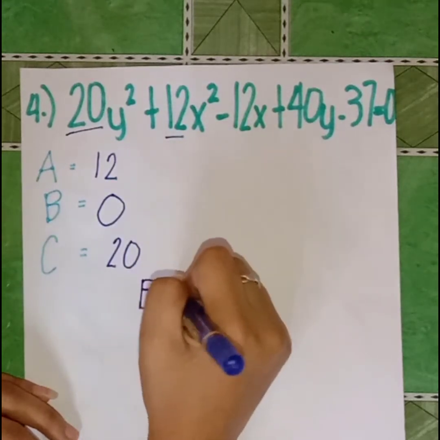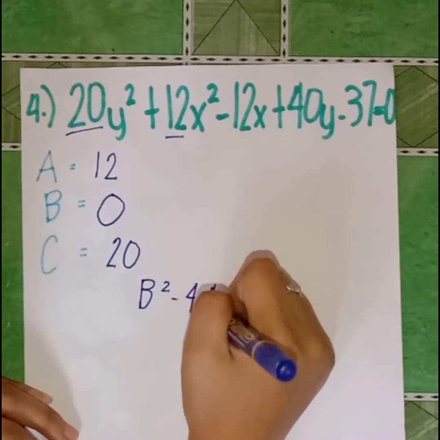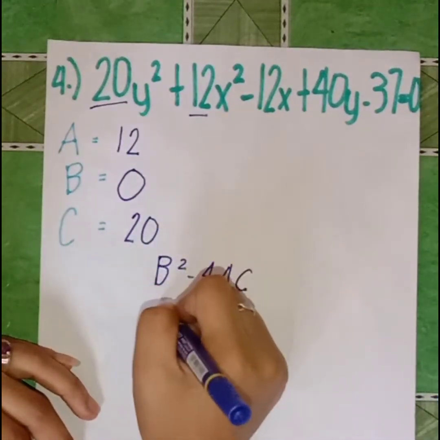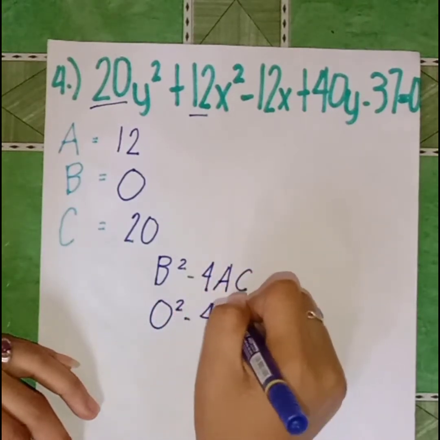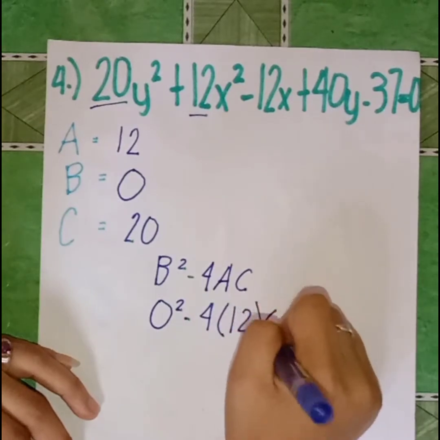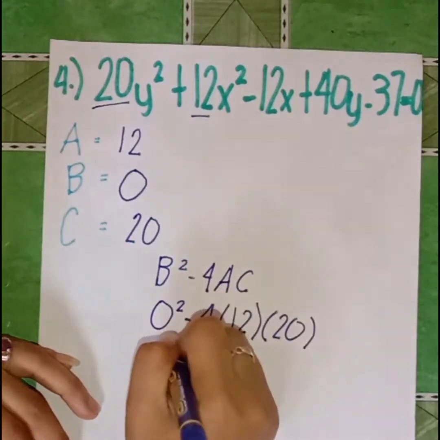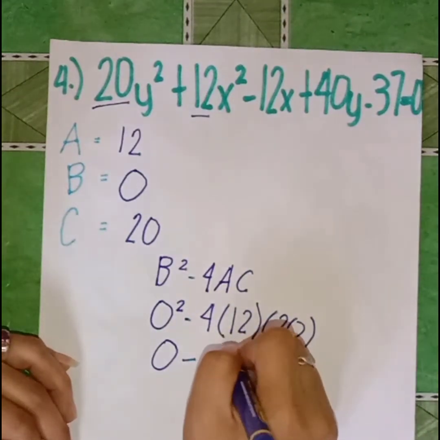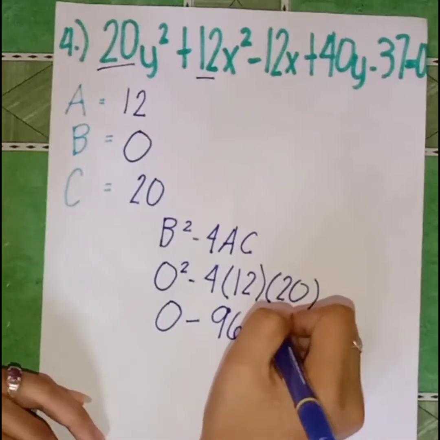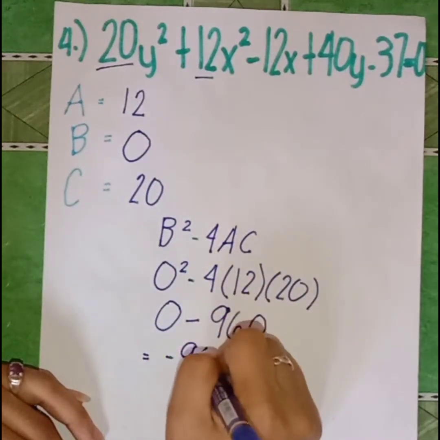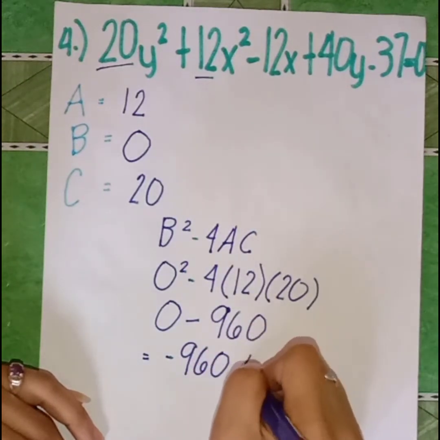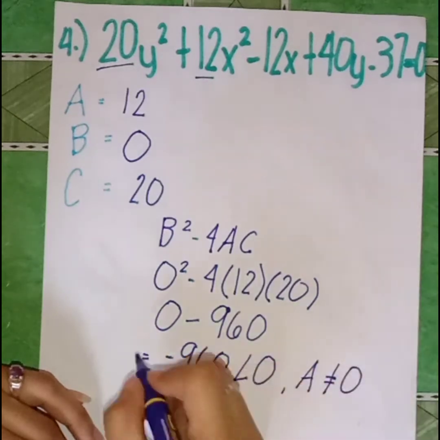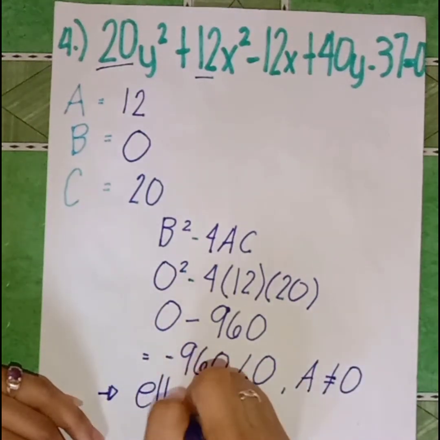So, we will solve it using our discriminant, which is b squared minus 4ac. All we do is distribute each value to the discriminant. So, b is 0. Copy the constant 4. The value of a is 12. And the value of c is 20. So, 0 squared is equal to 0. Negative 4 times 12 times 20 is equal to negative 960. 0 minus 960 is equal to negative 960. So, our discriminant is less than 0. And A is not equal to C. So, it is an ellipse.